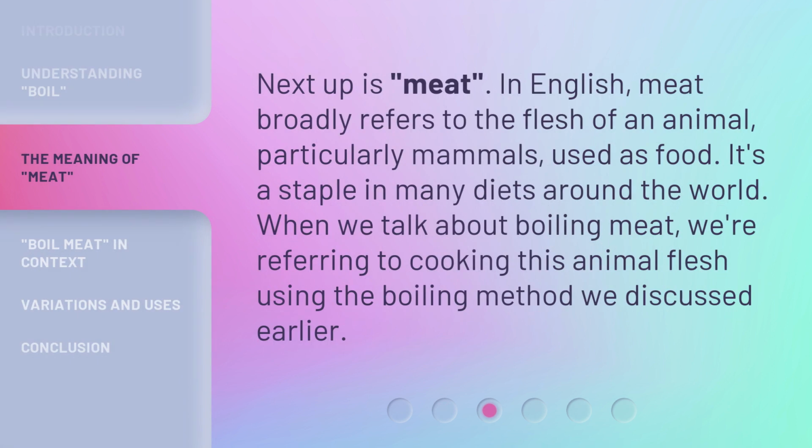Next up is meat. In English, meat broadly refers to the flesh of an animal, particularly mammals, used as food. It's a staple in many diets around the world. When we talk about boiling meat, we're referring to cooking this animal flesh using the boiling method we discussed earlier.